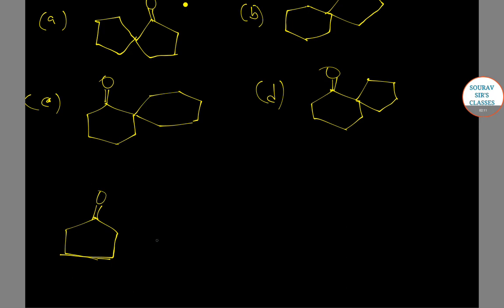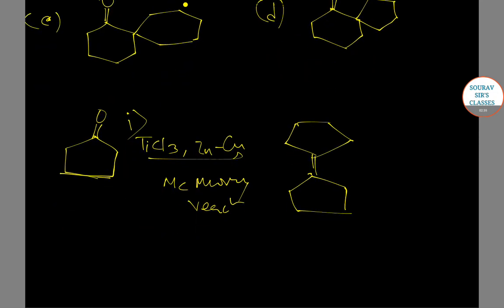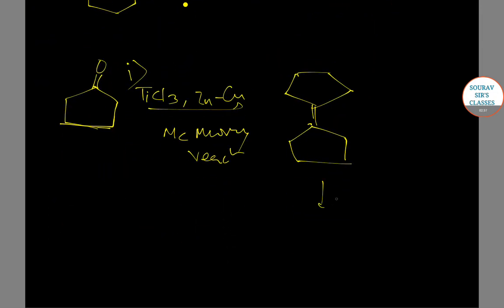Double bond over here. We give TiCl3, this is the first reagent, TiCl3 ZnCu. So this will perform McMurry reaction and we will get a compound like this. So next we give cold alkaline KMnO4.